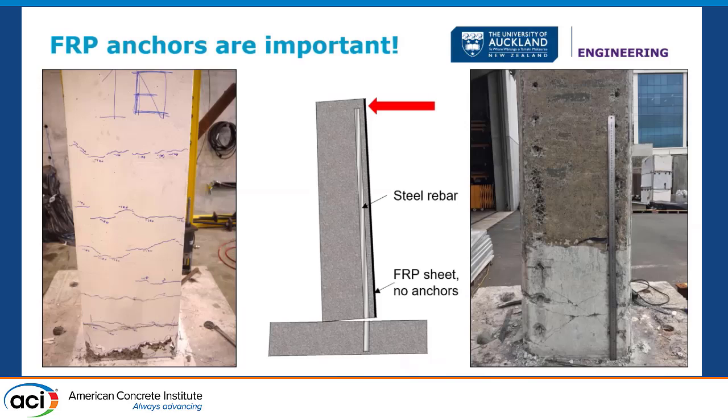Now, why do we need anchors? Because if we only have FRP sheets and no anchors, the column becomes a rigid body. We concentrate all the cracking at the bottom, and we fracture the bar. So we are actually making it worse. We need the FRP anchors into the bottom so we can have that distributed cracking behavior.